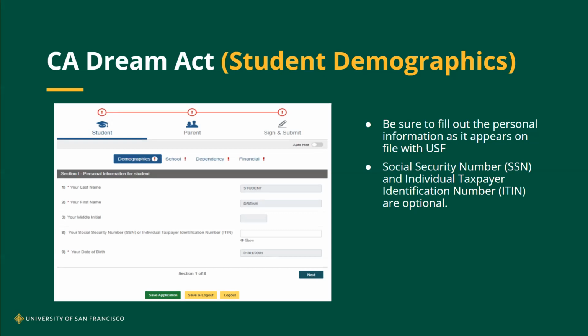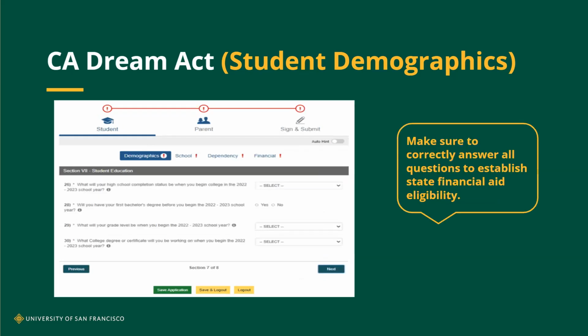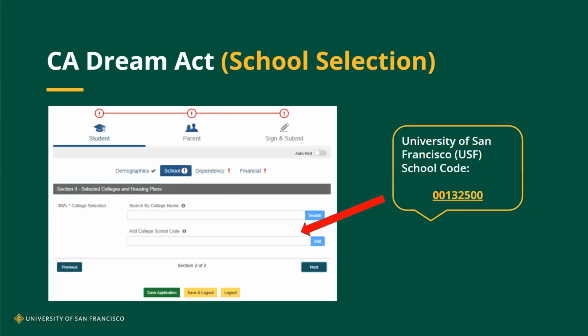For the California DREAM Act, if you have a social security number, you want to go ahead and use that social security number. If you do not have a social security number, you can utilize your ITIN number as well. But they are optional, so it's not required. Okay, so under the student demographics section, you want to make sure that you answer all the questions correctly because these questions help establish your state financial aid eligibility. Under school selection, you can also use the school code 00132500 to add USF to your application.